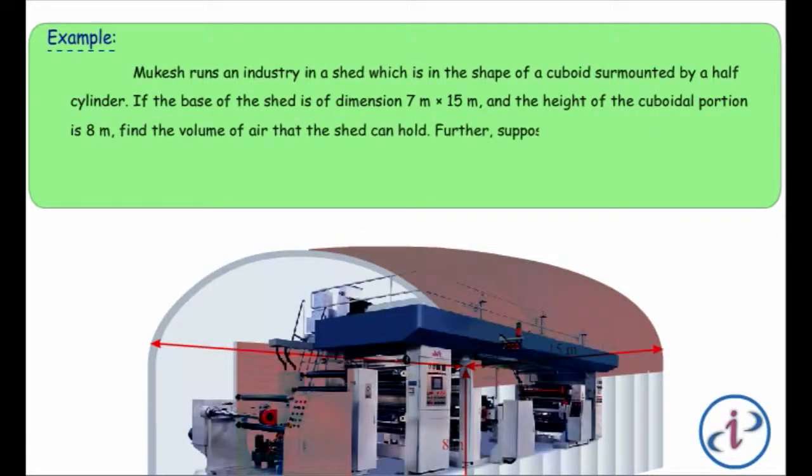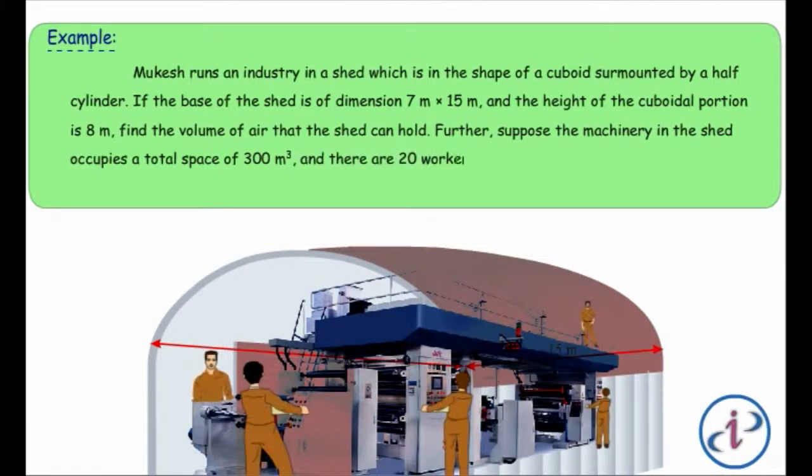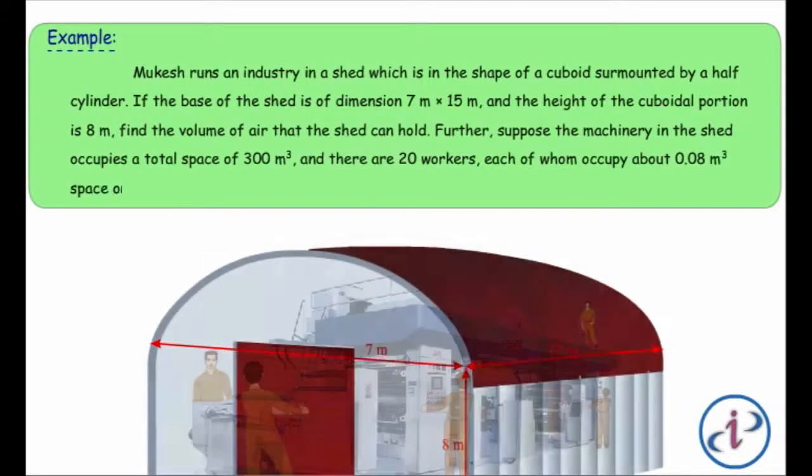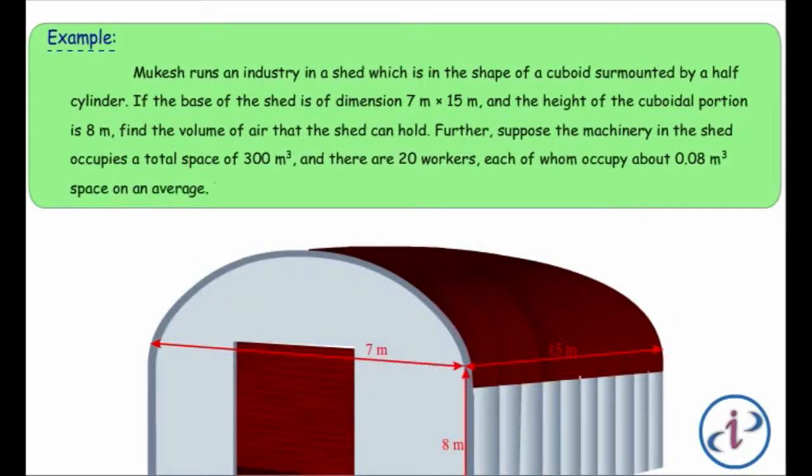Further, suppose the machinery in the shed occupies a total space of 300 meters cube and there are 20 workers, each of whom occupies about 0.08 meter cube space on an average. Then, how much air is in the shed?